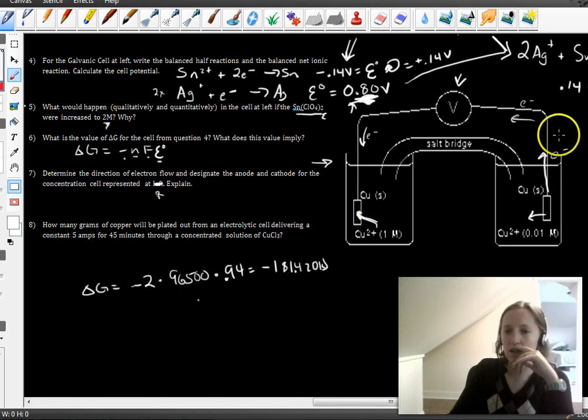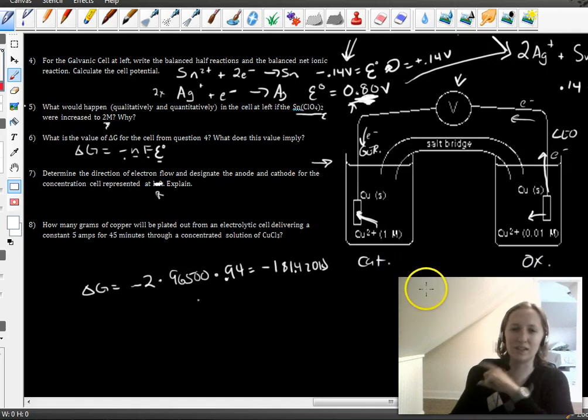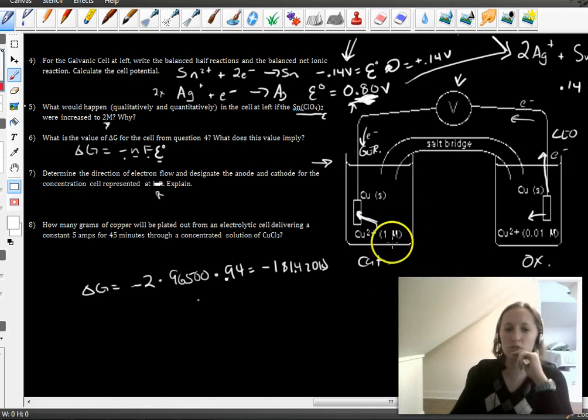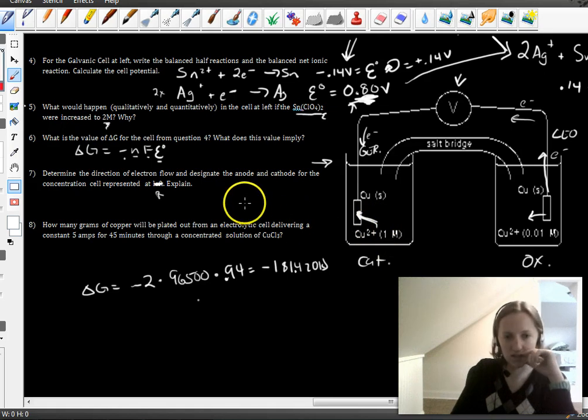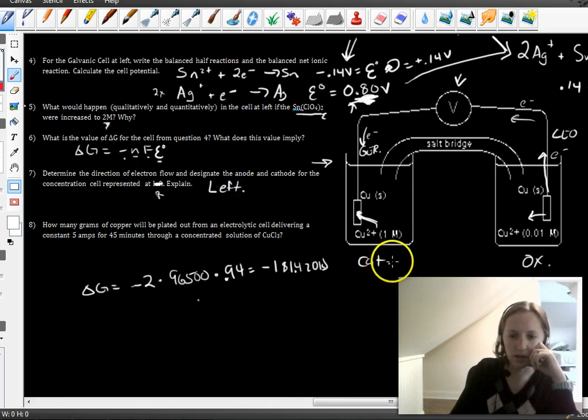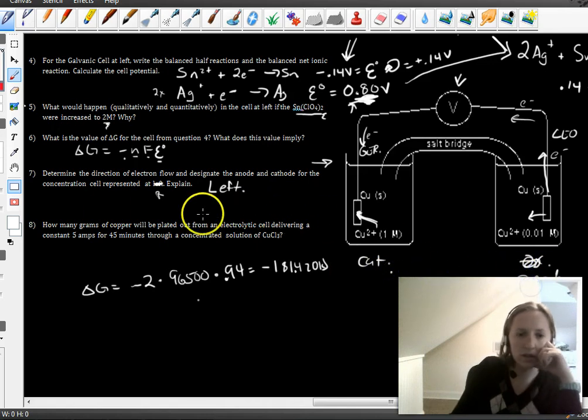So this is loss of electrons, that's oxidation. This is gain of electrons, that's reduction. Red cat and ox. This one is backwards. I did that to mess with you. Can you tell this isn't professionally drawn? All right, so that means that the electron flow is going left. This is the cathode, this is the anode, and explain. I've explained. You've got it.